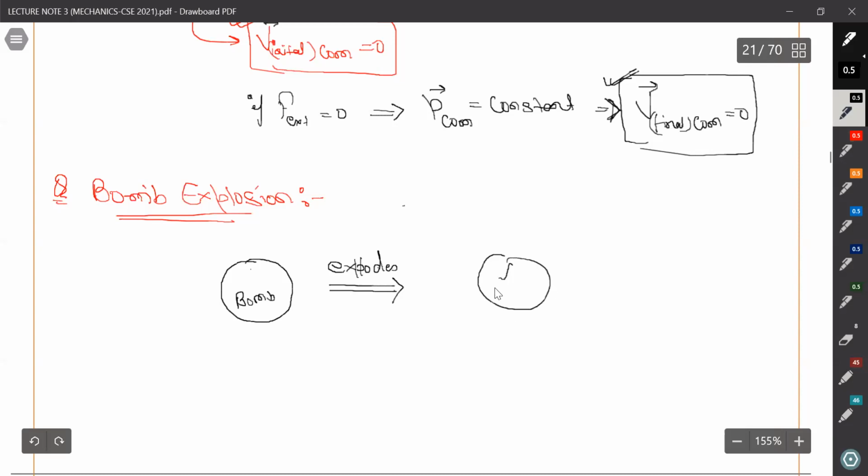For example, it was of 5 kg. So this is 2 kg, this is 2 kg, and this is 1 kg. This 2 kg block moves this side with 10 meter per second, and this other 2 kg block moves vertically upward with 5 meter per second. So we need to find out where this block goes, right?